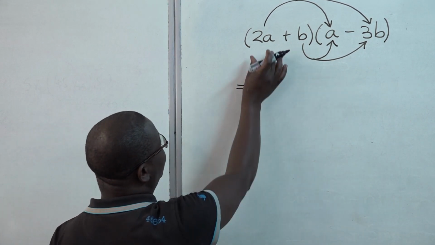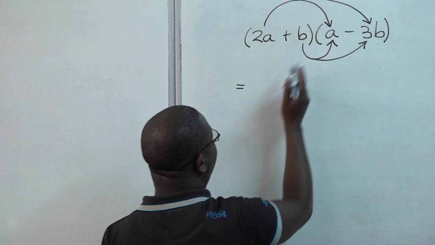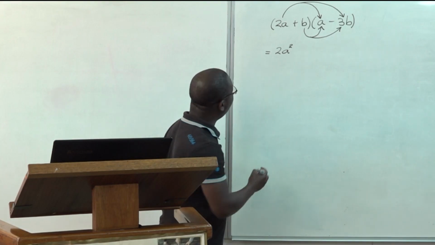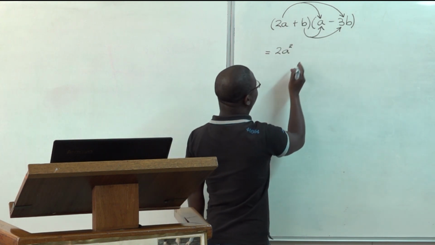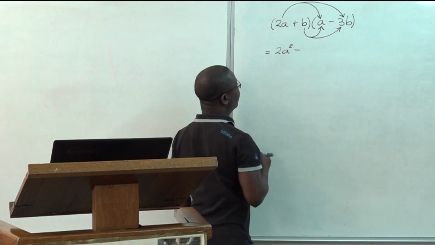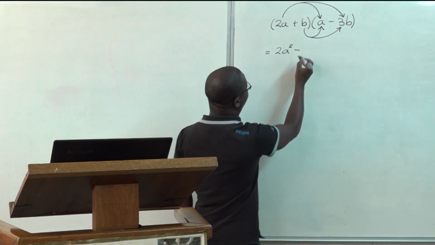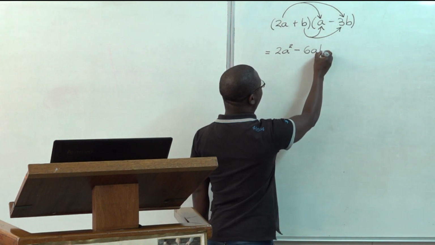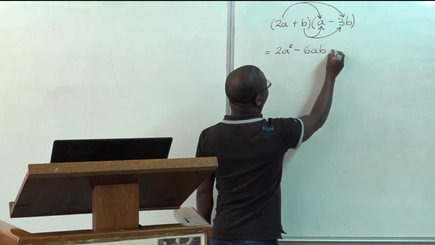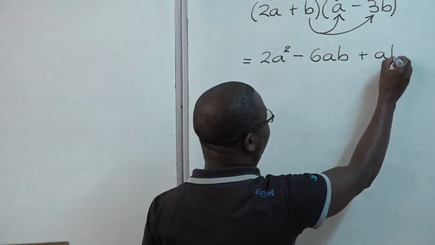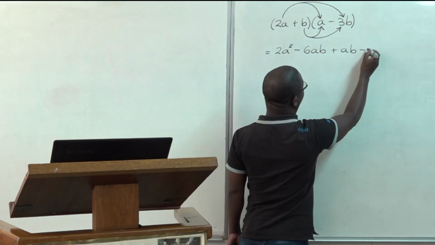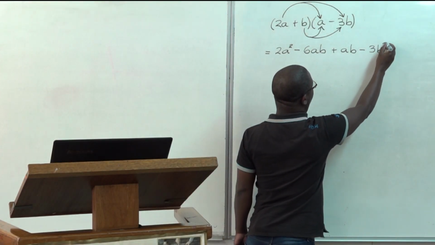This gives us 2a times a, it will be 2a squared. And then the same 2a multiplied by minus 3b. This is a positive, that is a negative, so our final sign would be a negative. That gives us 6ab. And then b times a gives us plus ab. And then b times minus 3b becomes minus 3b squared.